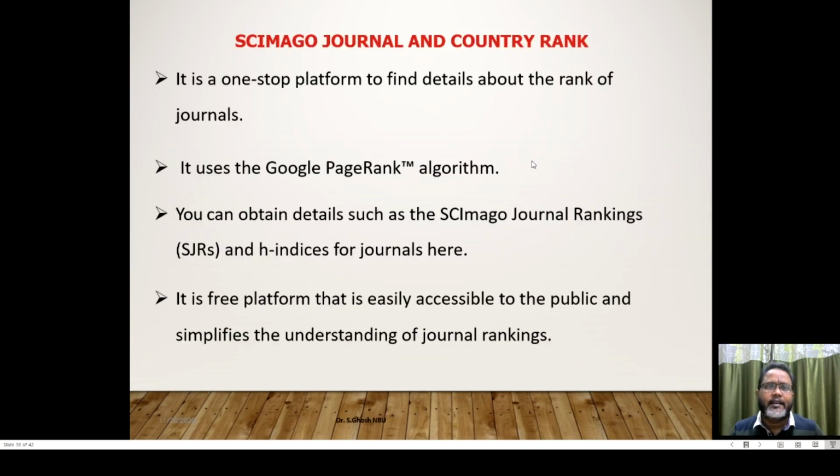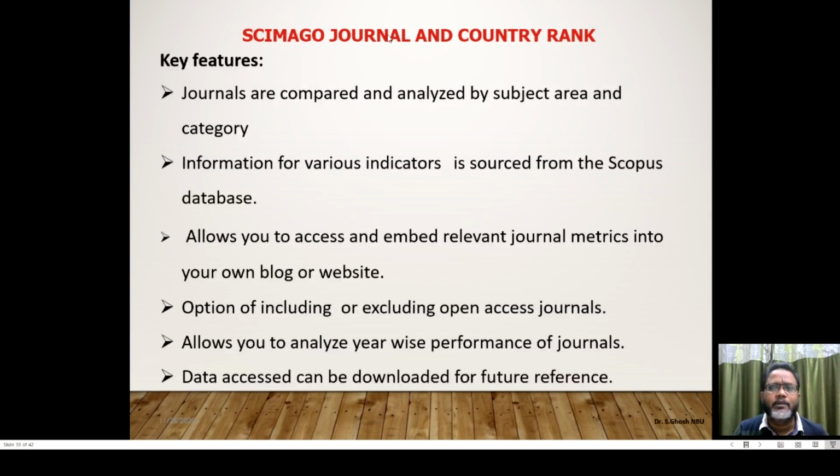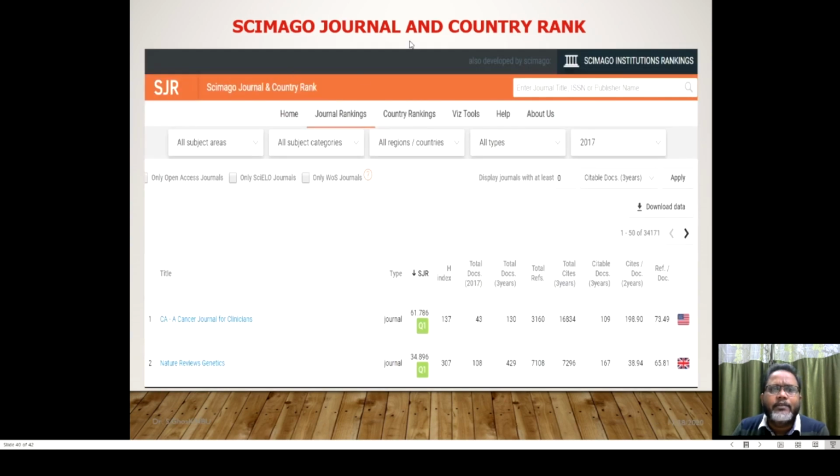And as tools to identify journal ranking, we have Scimago Journal and Country Rank, a one-stop platform for journal and country ranking. It uses the Google PageRank algorithm, and you can obtain such detail, the SJR ranking and H indices, from a free platform. Journals are compared and analyzed according to subject area, with different indicators: the subject area, the type, SJR index, H index, total documents in the last 3 years, total references, total cites, citable documents, and references in the last 2 years. You can even calculate the H index or impact factor from this place. This is the journal and country ranking tool.